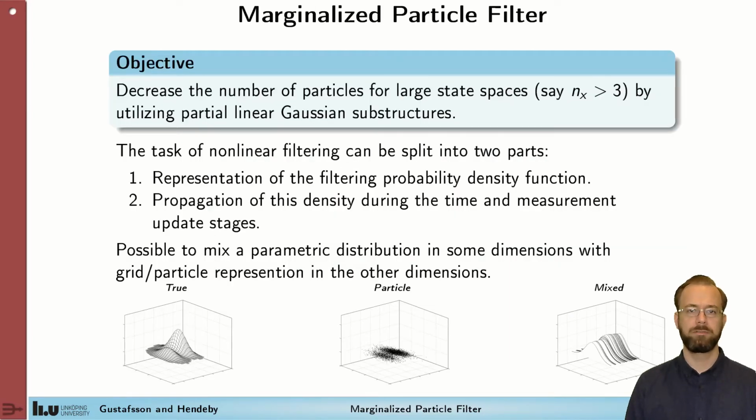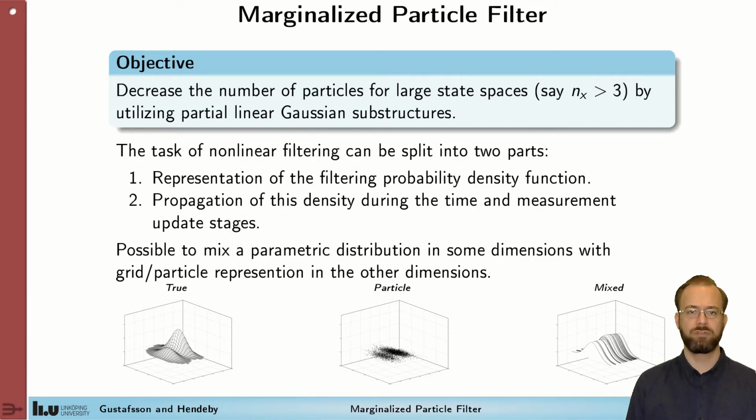So the objective here with the marginalized particle filter is to decrease the number of particles needed to support large state spaces. And by large state spaces, we talk about things with larger dimensions, let's say 3. And we can do this in cases where there's a linear substructure of the problem that's Gaussian.